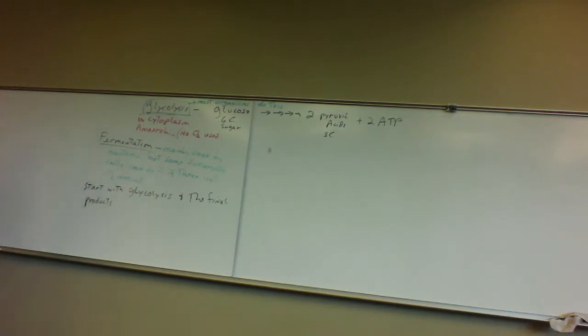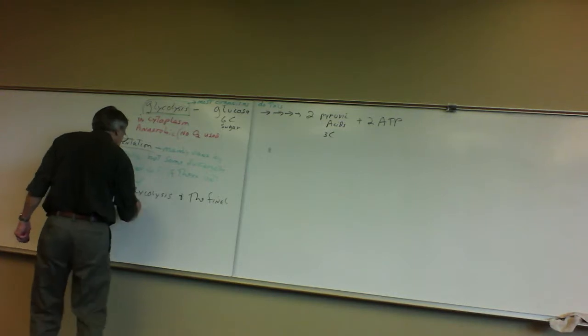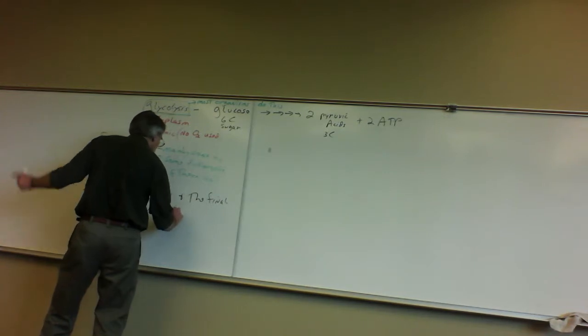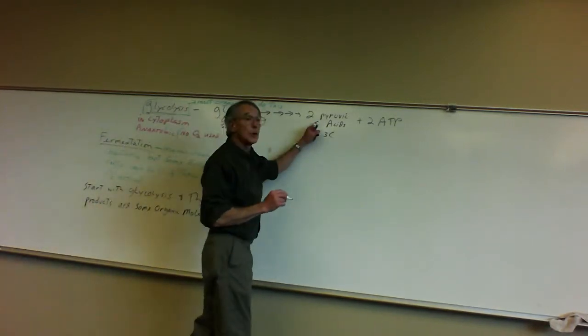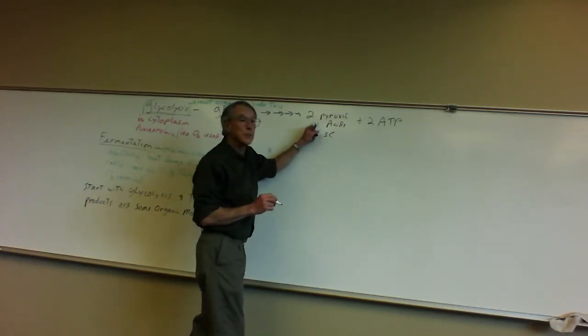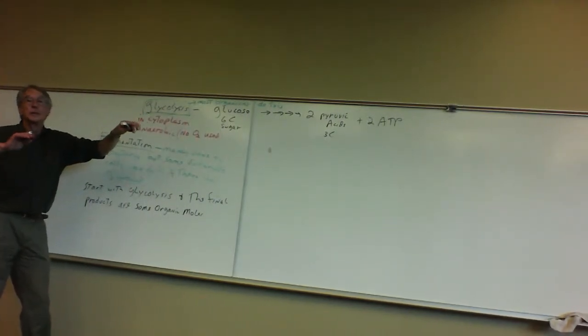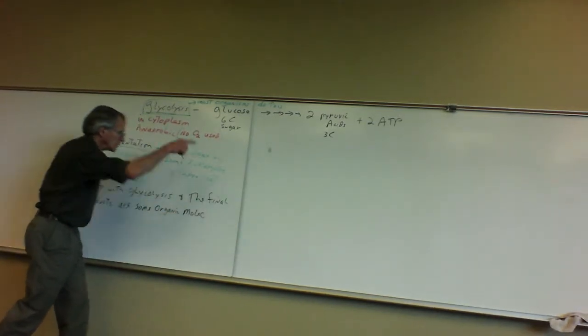You may or may not have carbon dioxide as a waste product. Carbon dioxide is not organic, right? Even though it has carbon, it's not organic. Let me write it down and then we'll get your question, okay? So start with glycolysis, and the final products are some organic molecules. Now you say, well, this is an organic molecule. Absolutely, pyruvic acid is an organic molecule, but that's not the final product. It's the final product of glycolysis, but you can't stop there for reasons that I'm not getting into. You have to do something with those pyruvic acids.